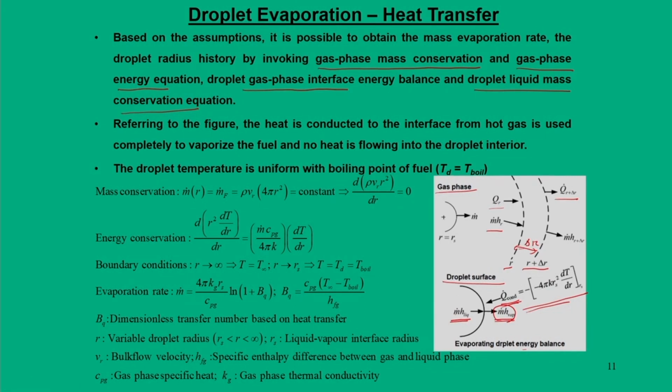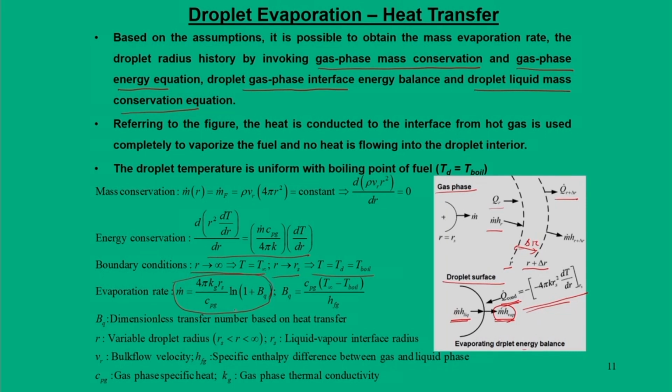Now, when you do this we can write this energy conservation equation, and the boundary conditions we have already mentioned. At R equal to infinity the temperature is the far stream temperature T infinity. At R equal to Rs, at the surface, we say that it is at the boiling temperature. So, ultimately in the end what we need to find out is the evaporation rate.